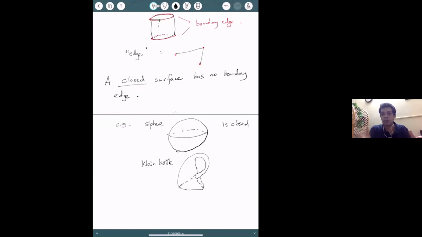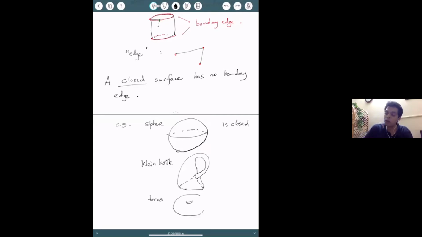Maybe some of you who have been reading more of this book of Armstrong, more of topology, already know what compact is. But otherwise, never mind. The key thing is that it doesn't have any boundary edge. Torus also has no boundary edge, right? So it is a closed surface. Okay, so that's a torus.